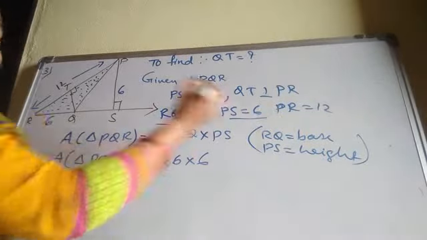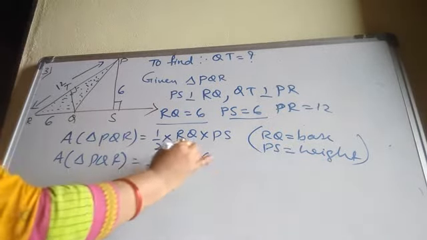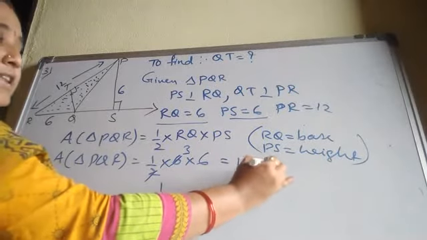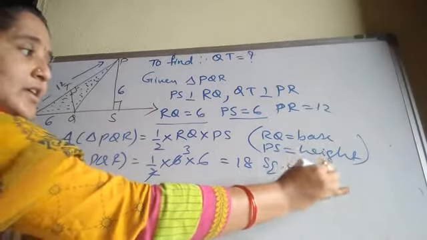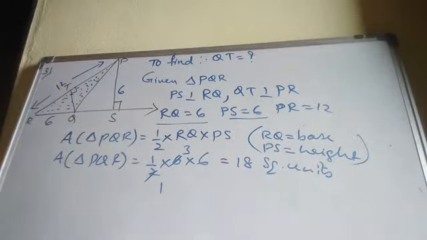Here the values are given. 2 ones are 2, 2 threes are 6. 6 threes are how much? 18 square units. Still, what to find? QT. QT is the question mark.